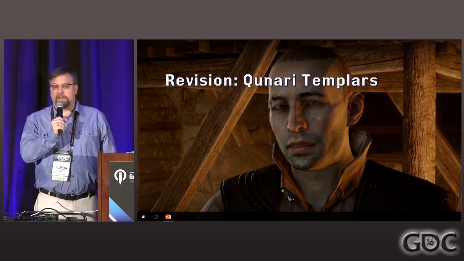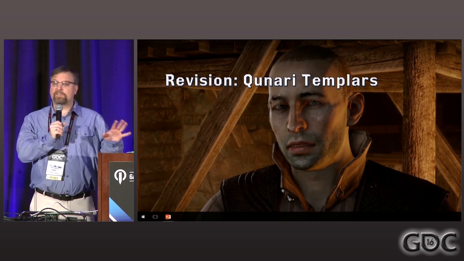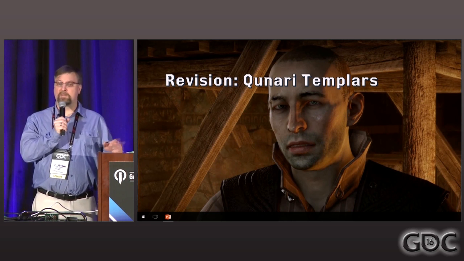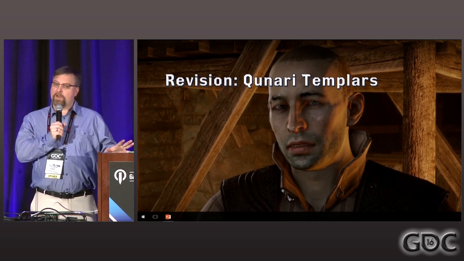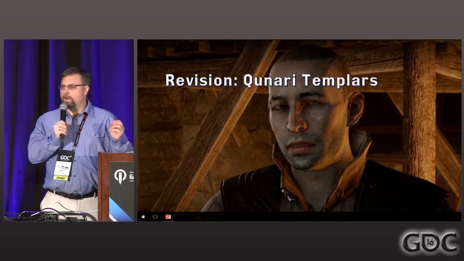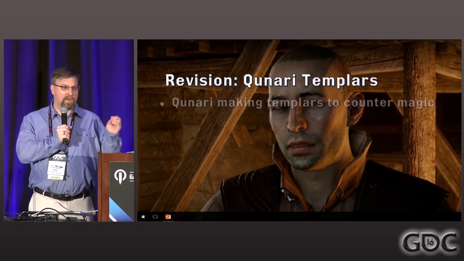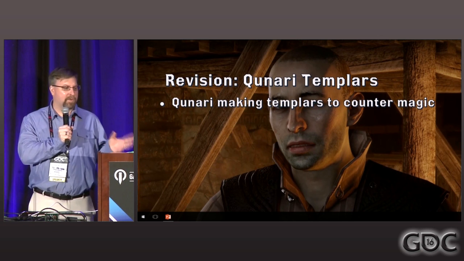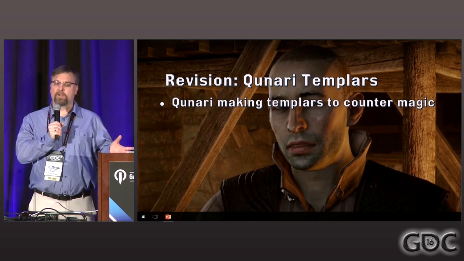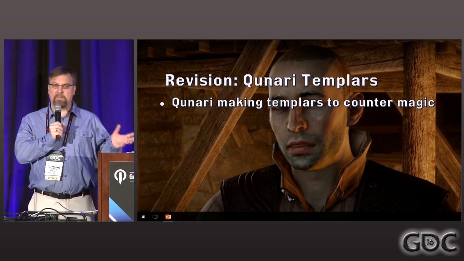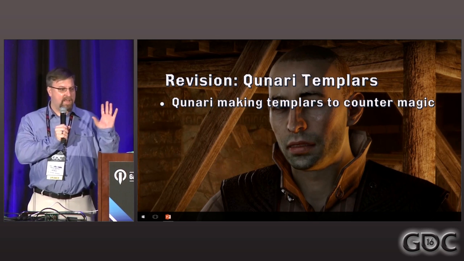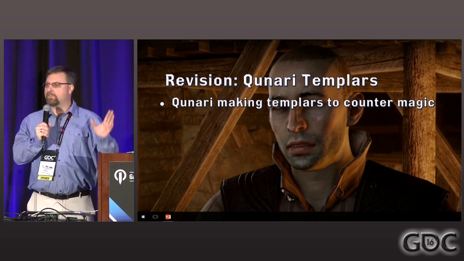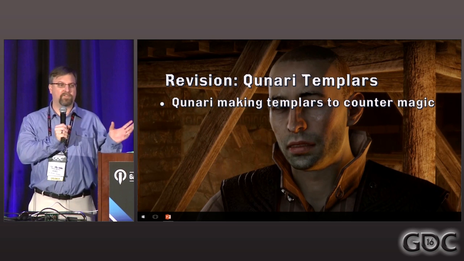Then there was the writing side of it. And for anyone who has played this piece of DLC, please bear with me. So we thought about it, and we said, okay, what do the Qunari hate? Magic. They want to suppress magic. In the Dragon Age universe, the best way to suppress magic is with the organization called the Templars. So what if the Qunari were making Templars? Okay, that makes sense.